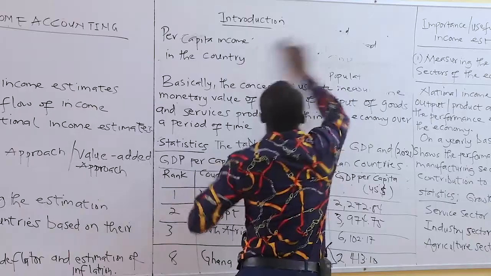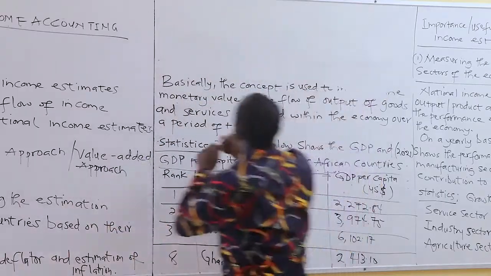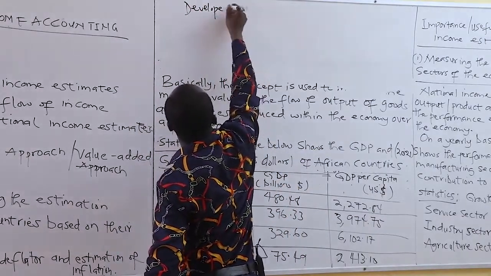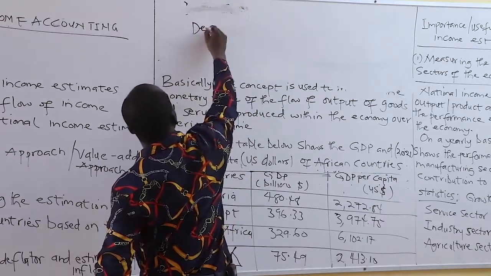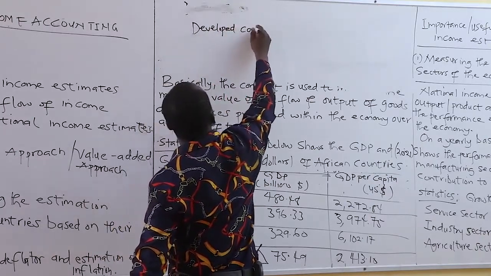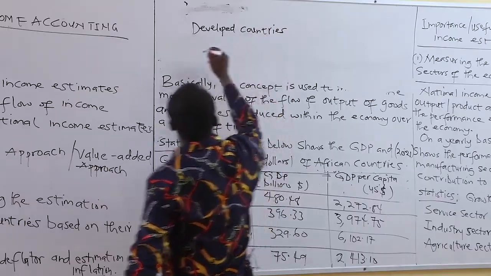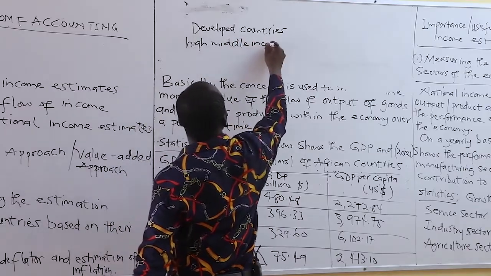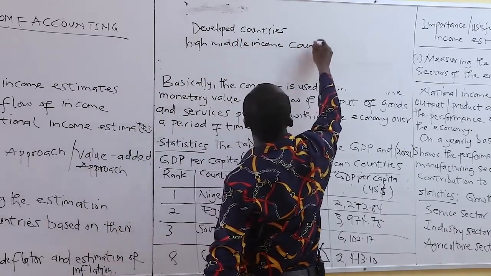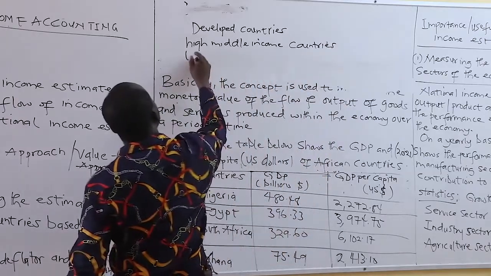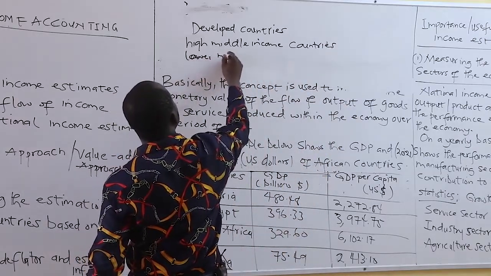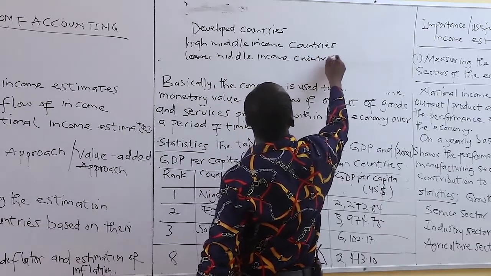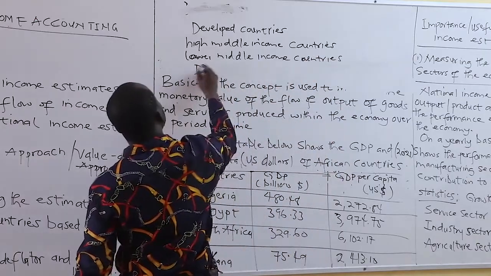So we have this classification, right? We have developed countries, higher income countries, lower middle income countries, and developing countries.